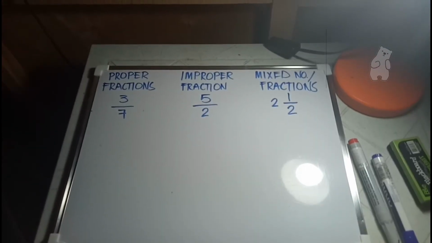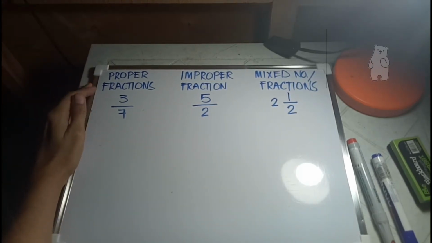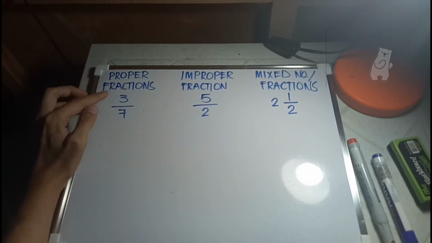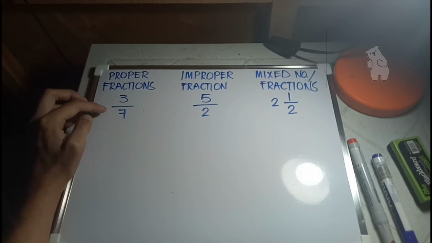Okay guys, now 3 types of fractions. Meron po tayong tatlong classifications ng fractions. First is the proper fractions. Masasabi po nating proper fractions siya if the numerator is less than, or mas maliit yung numerator kaysa sa denominator. That's how we classify proper fractions.